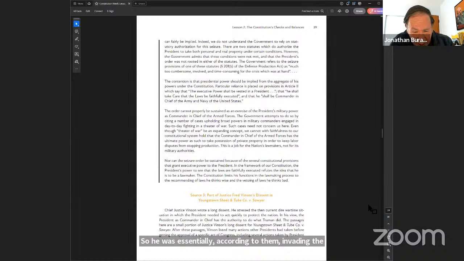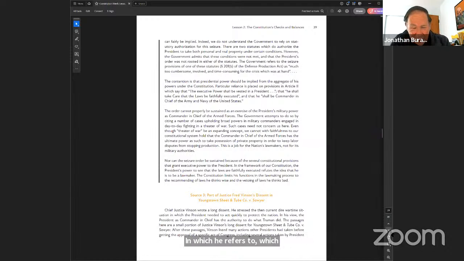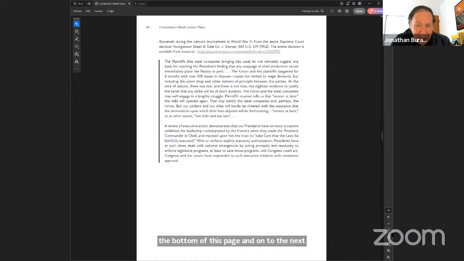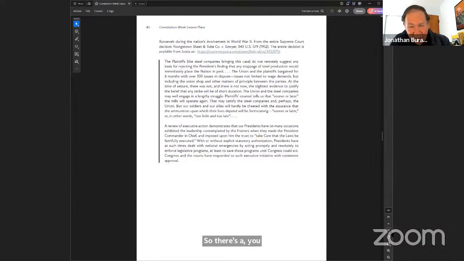And then Fred Vinson had a dissent to that, which follows, starting at the bottom of this page and onto the next page, basically saying that the president has special powers as commander in chief, and there's plenty of precedent for his acting in this way in a hurry before he gets Congress's approval. So there's a fairly reasonable dissent to the decision that the majority took. There's a lot to debate in these two passages.